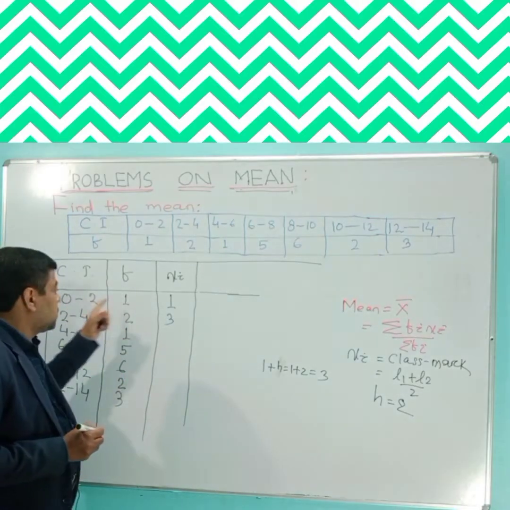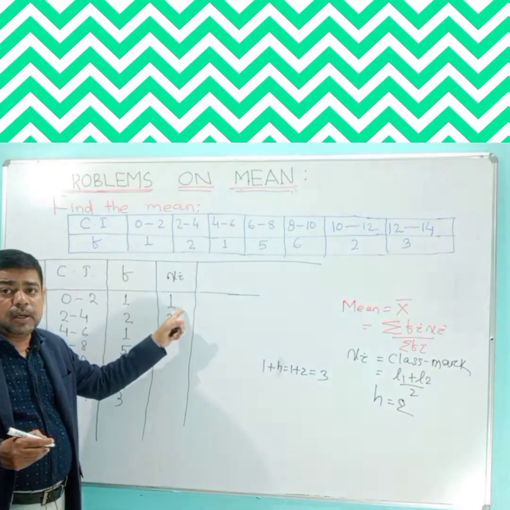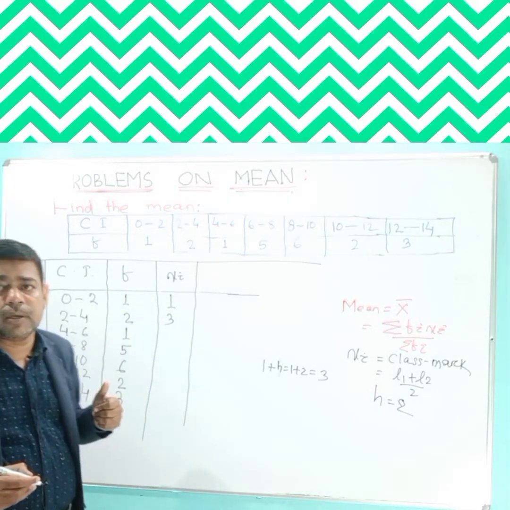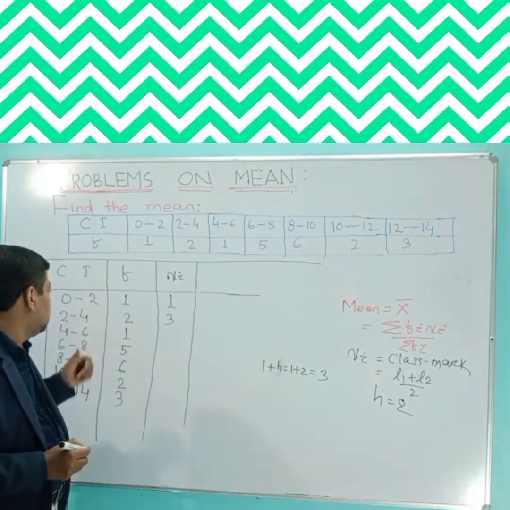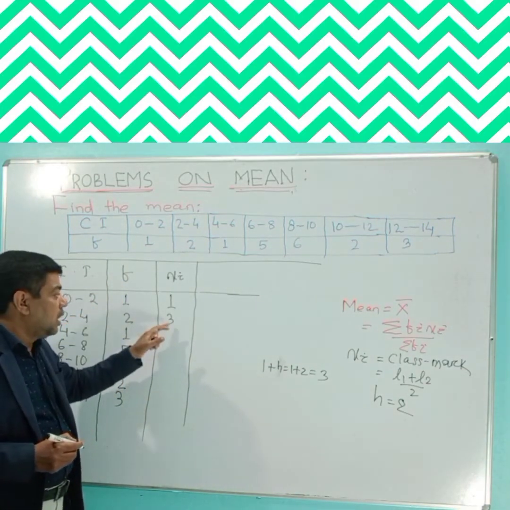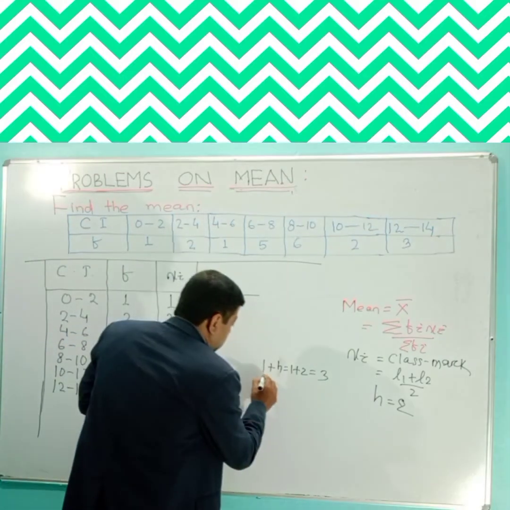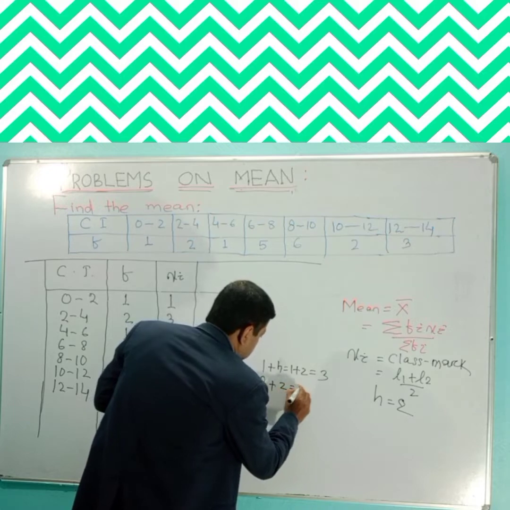So instead of using this formula, if the class intervals are of the same size, listen once again: find the class mark of the first class interval, then add the class size to the previous class mark and you get the class mark of the next class interval. Is it clear? 2 plus 4 is 6, and the class mark is 3. Then 3 plus class size 2 is 5.